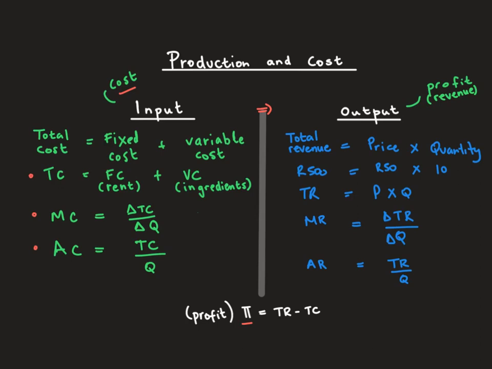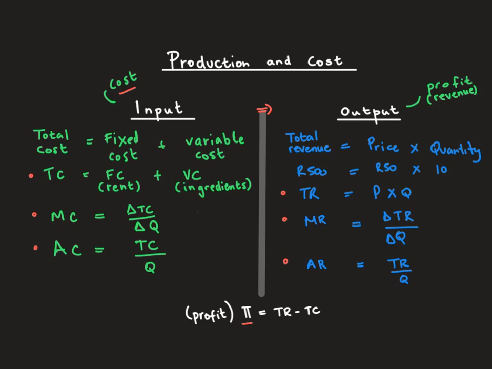We have total revenue, which measures the price times the quantity. So the amount of pizza sold times the price will give you total revenue. And then we also have marginal revenue and average revenue. The marginal revenue is the change in total revenue over the change in quantity, and average revenue is the total revenue over quantity.